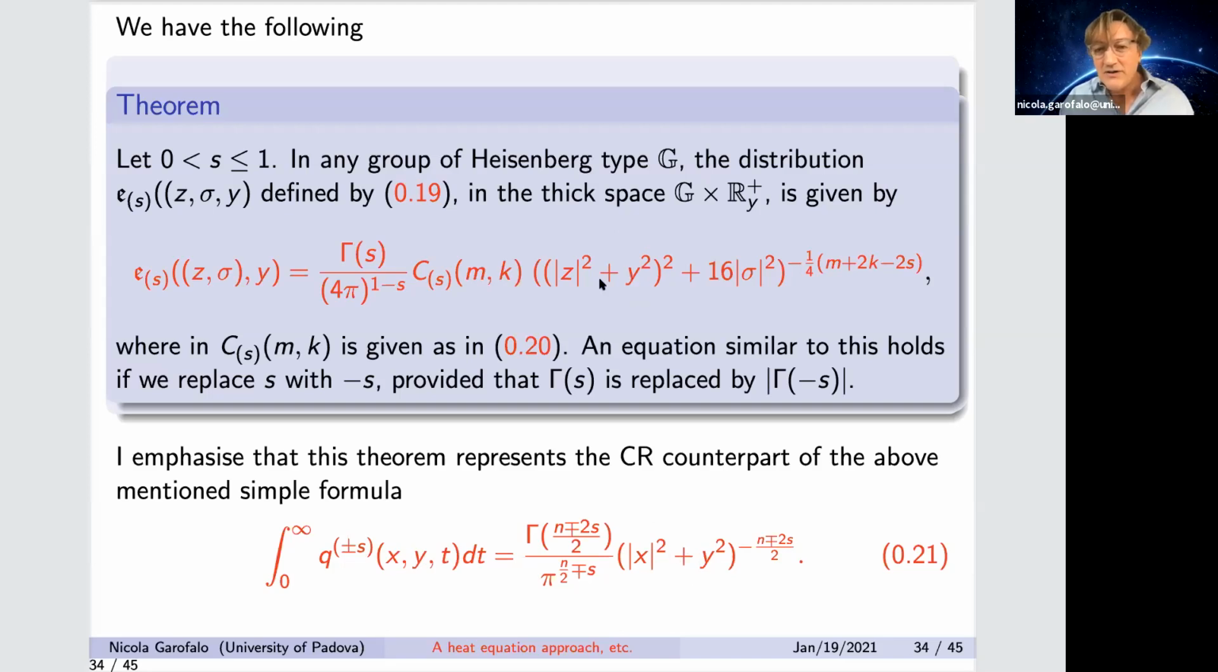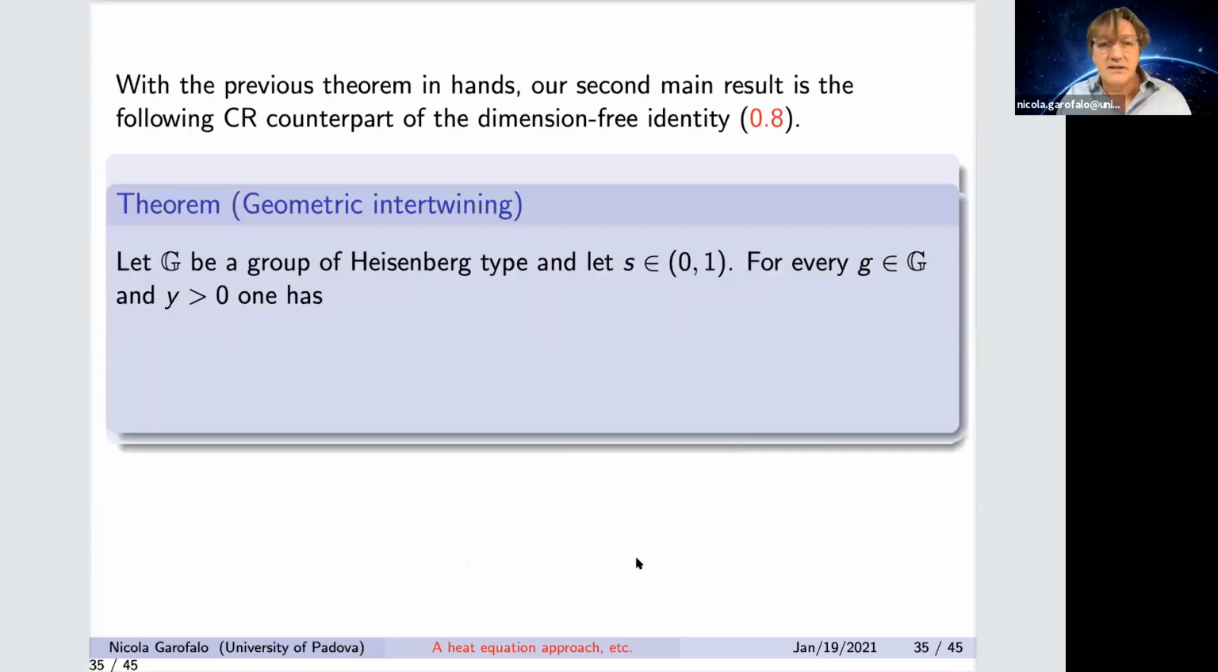Except that now there is no gauge symmetry here. You see, in order to have the gauge, you should have y equal 0. But it's important that there is no gauge symmetry, for a very important geometric reason. And so this is our first theorem. We computed explicitly this object here. The proof of this is not as simple as this one, but you can look at it in the paper.